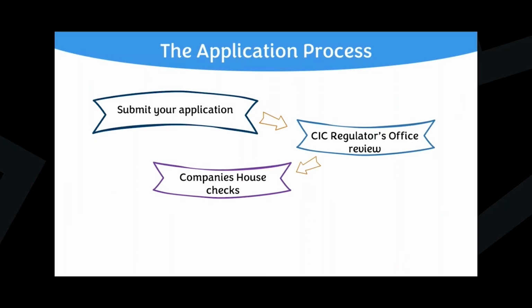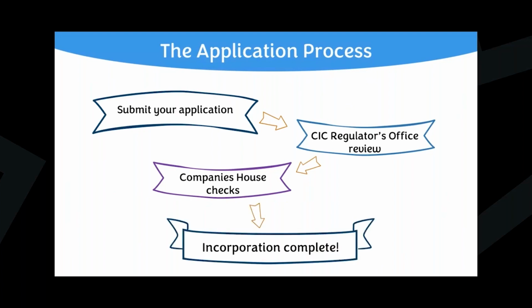On the other hand, if the company is successfully incorporated, you'll receive a notice of this from Companies House. At this stage, you'll also receive your company number, which is unique to you. Your incorporation is complete and you're ready to get started with your community interest company. We wish you all the very best in making a difference to your community.